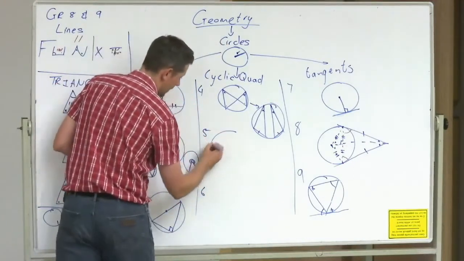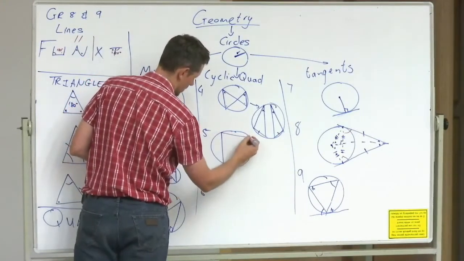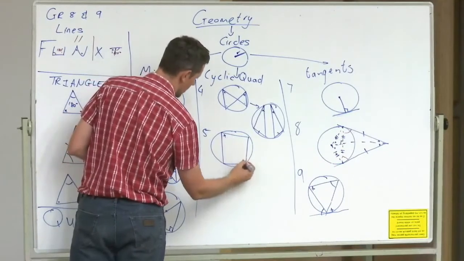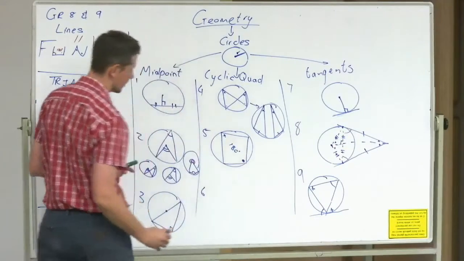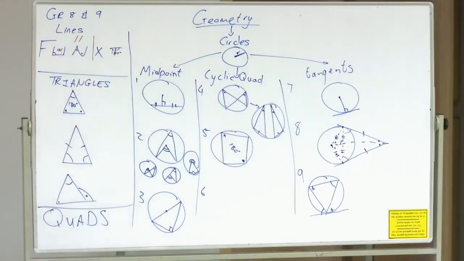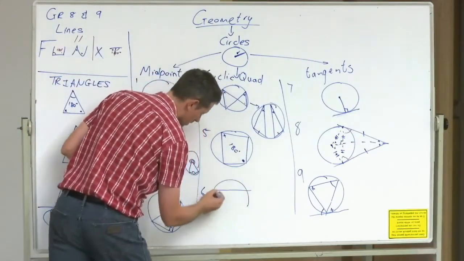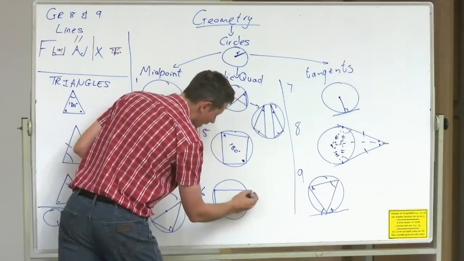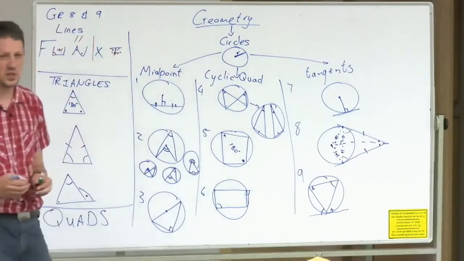Theorem 5. Opposite angles are supplementary. Okay. Theorem 6. The exterior angle is equal to the interior opposite angle.